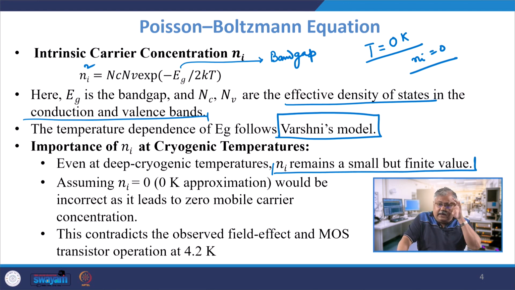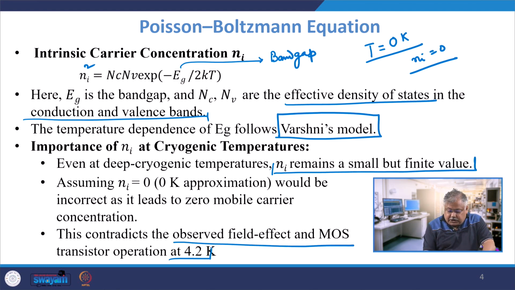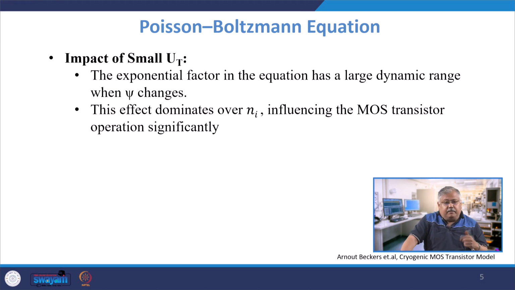There will be some mobile charges available to you by virtue of doping concentration. That is the reason you see the last point mentioned in the slide, that this contradicts the observed field effect and MOS transistor operation at 4 Kelvin. So, what you observe physically at 4.2 Kelvin and what you model, there is a small variation at 4.2 Kelvin for a simple MOS device, and this is when we are talking about bulk MOS devices as well, nothing extraordinarily difficult.